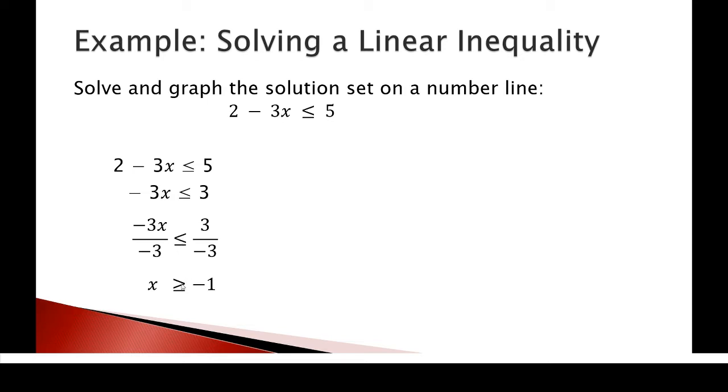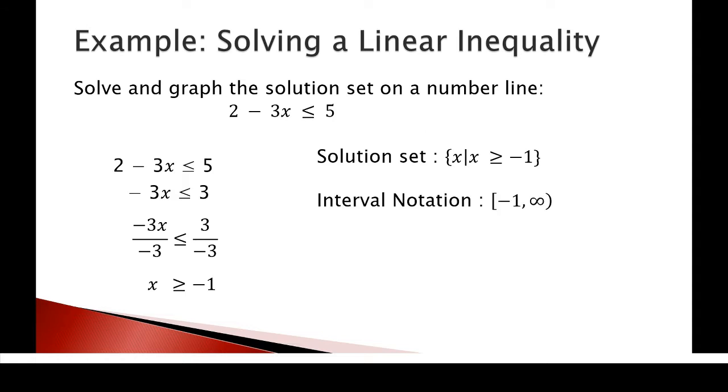So the sign is changed. Here we have less than or equal, here we have greater than or equal. So the solution set is x ≥ -1. We can rewrite this using interval notation. Here -1 is in our solution set. That is why we used a square bracket here.